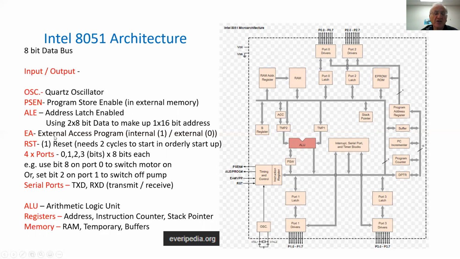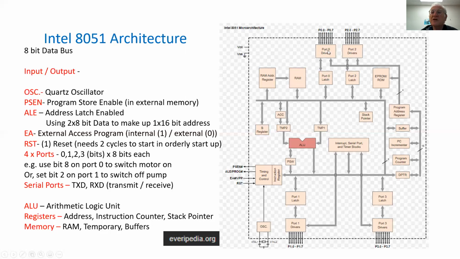There is an external access program pin. When it's a bit of 1, it actually is internal access to the program, and external program is fetched when the bit is 0. There's also a reset over here that when it is activated with 1, the timer over here is going to wait 2 cycles before it is going to start the microprocessor startup.